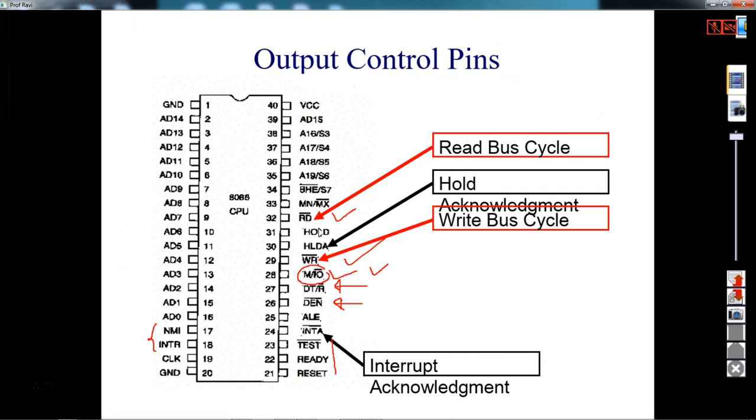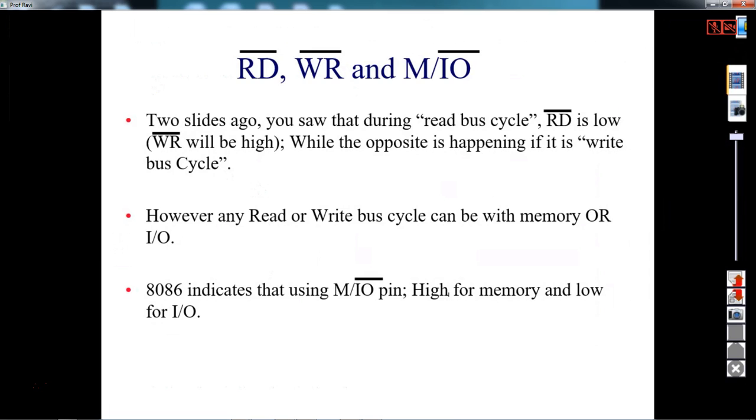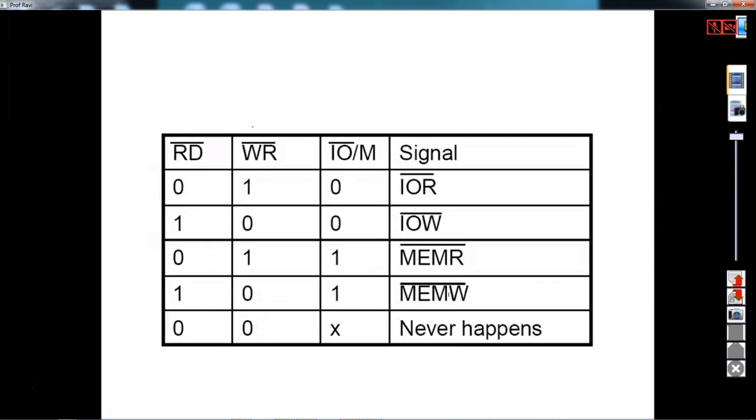So now let us try to see read bar, write bar, and M by IO bar. Using these pins, whether the processor is doing a memory read operation, a memory write operation, an IO read operation or an IO write operation, these 3 pins in combination will tell. So if read bar is 0 and write bar is 1 and IO by M bar is 0, then the processor is doing an IO read operation.